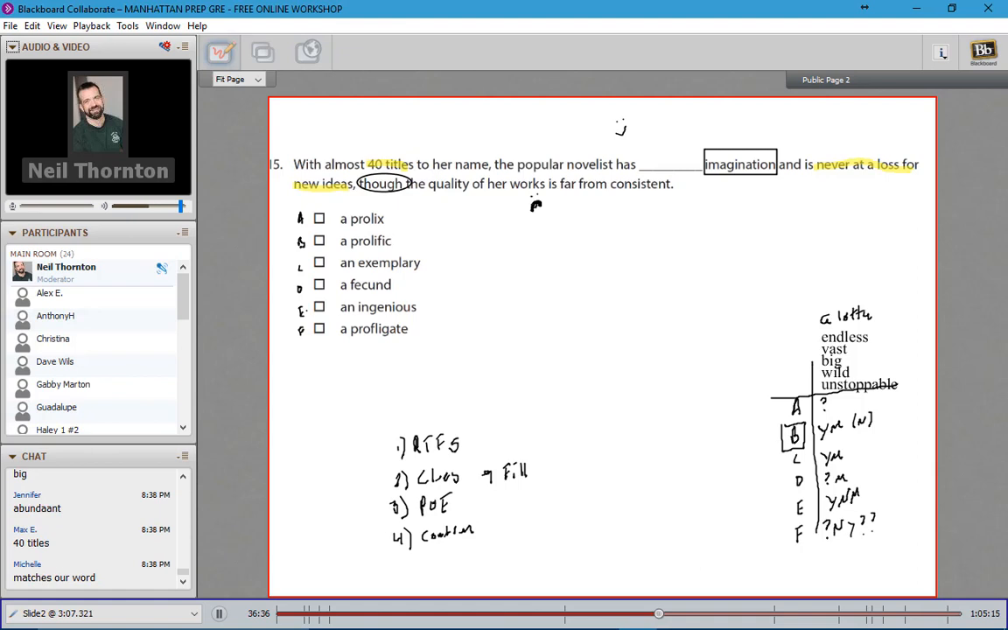All right, cool. So notice this, if you know what prolific means, and I'm going to sort of assume we kind of do, which means you write a lot, that matches a lot of our clues. I can feel pretty confident about that. Now, here's the question about exemplary. Does exemplary match prolific?